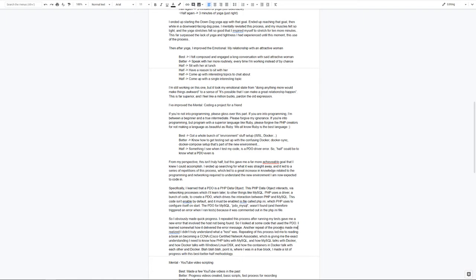The process made me realize that I didn't really understand what a host was. Another best, better, half repeat led me to reading a book on becoming a CCNA, a Cisco Certified Network Associate. This reading is giving me the exact understanding I need to know how PHP talks with MySQL, how MySQL talks with Docker, how Docker talks with Windows, Linux or OS X, and how the containers in Docker talk with each other.